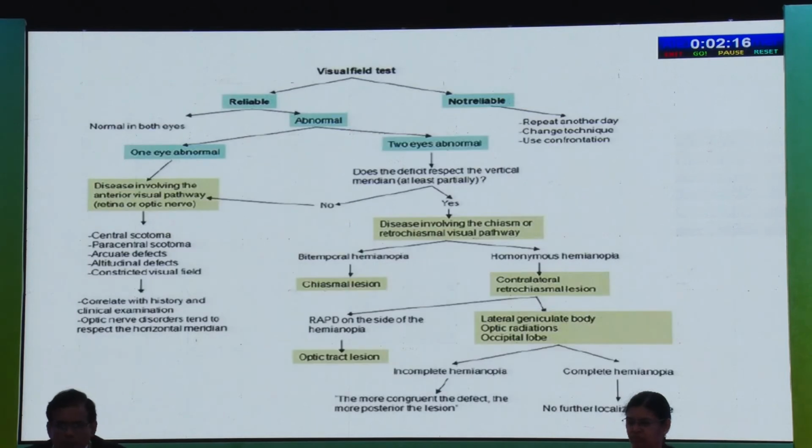So this is the flow chart depicting how we come to a diagnosis seeing the visual field defect. When the field respects the horizontal meridian, the field defect is usually due to retinal or optic nerve pathology. When it respects the vertical meridian, it is due to chiasma, or from chiasma to posterior lesion.